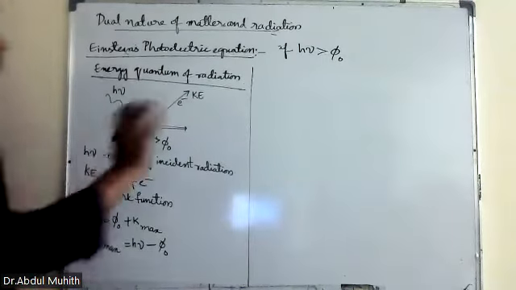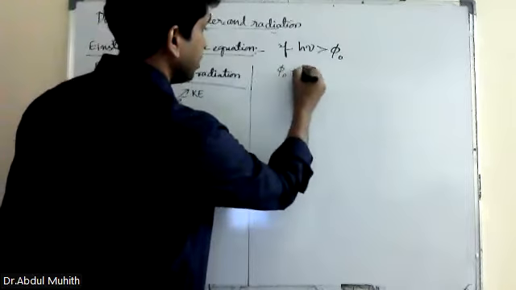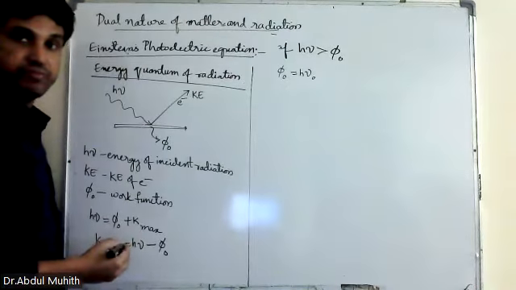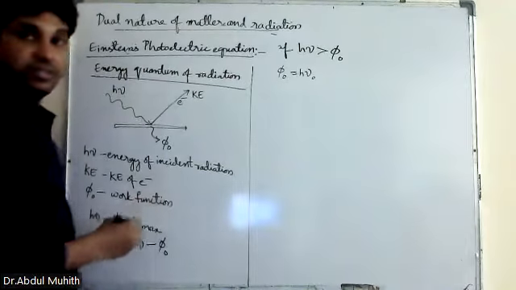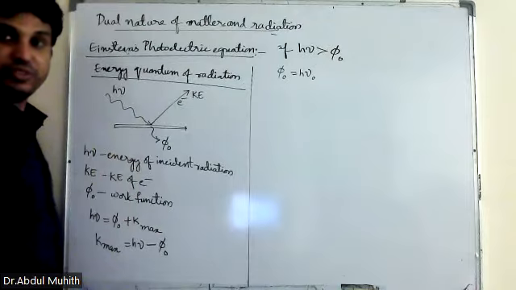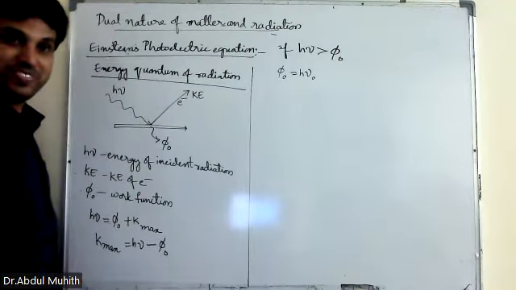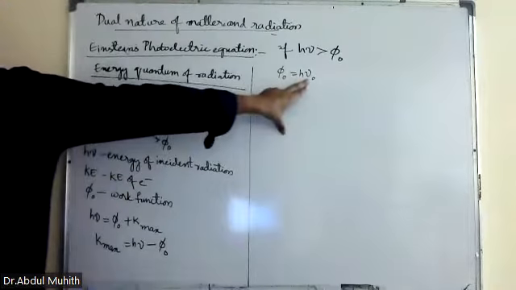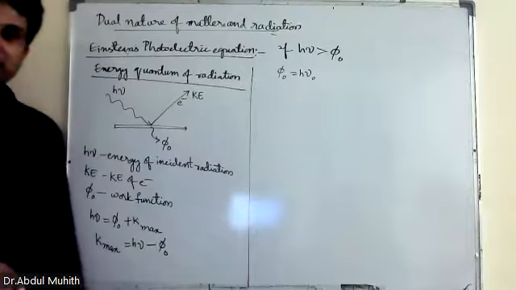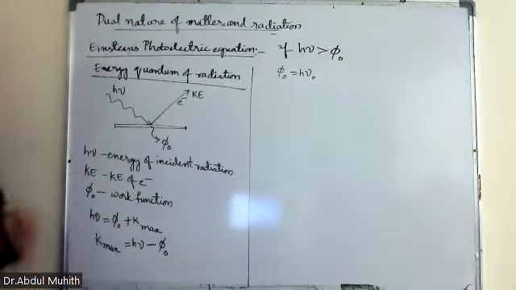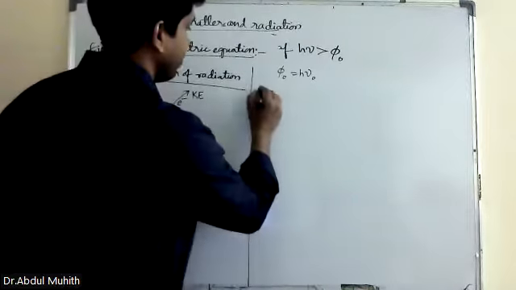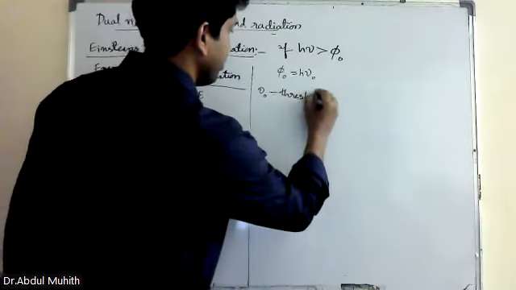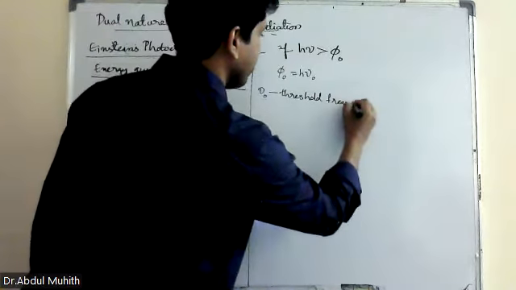So here, what will happen now? We also know that phi 0 is equal to h nu 0. Remember this one. What is nu 0 here? It's not epsilon 0, the permittivity of free space. Nu 0 is the threshold frequency.